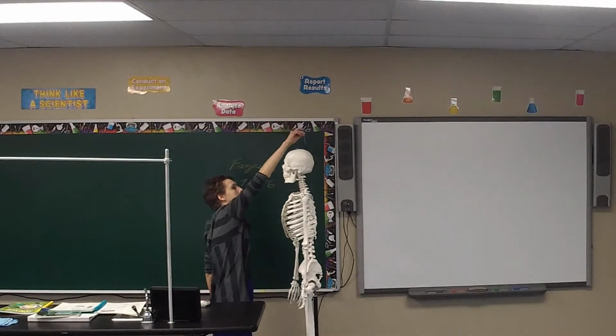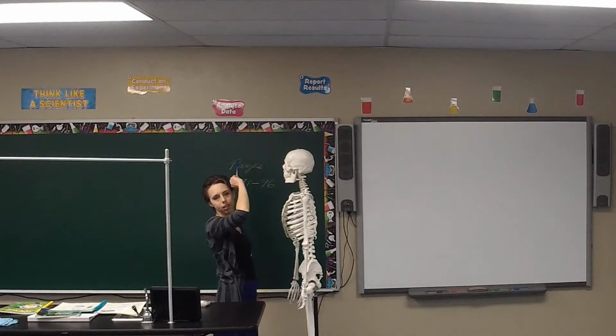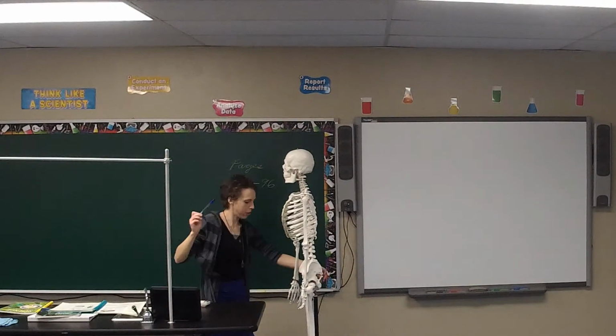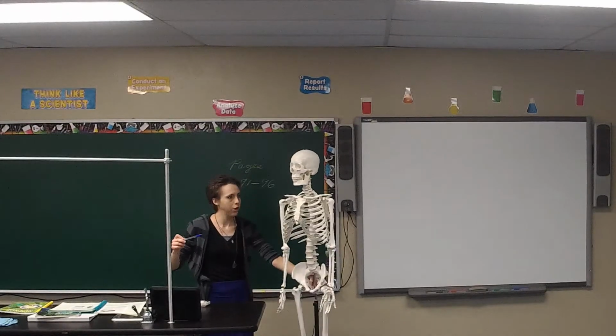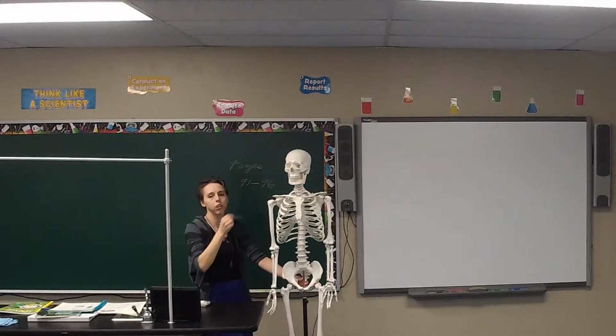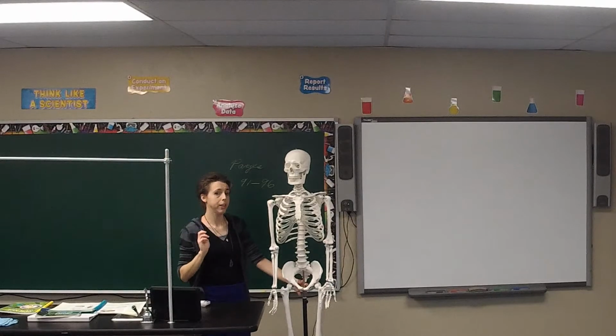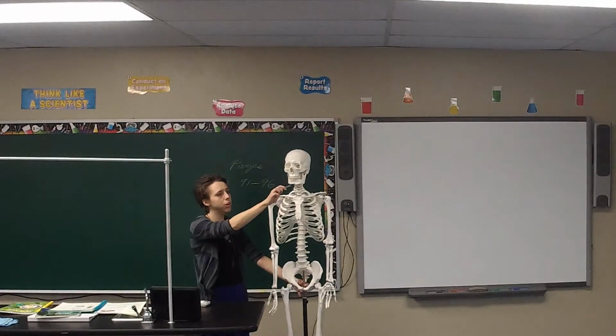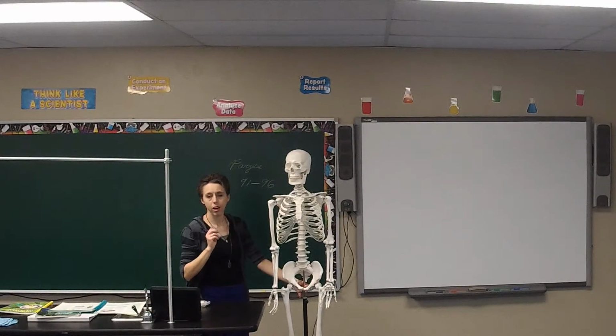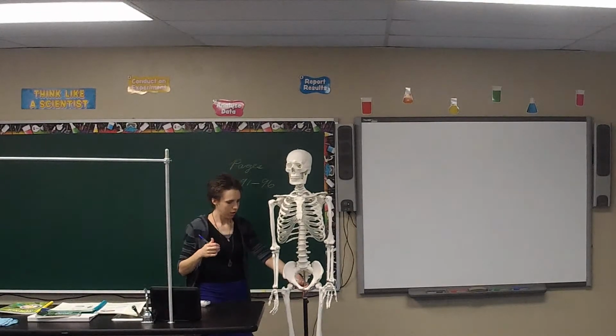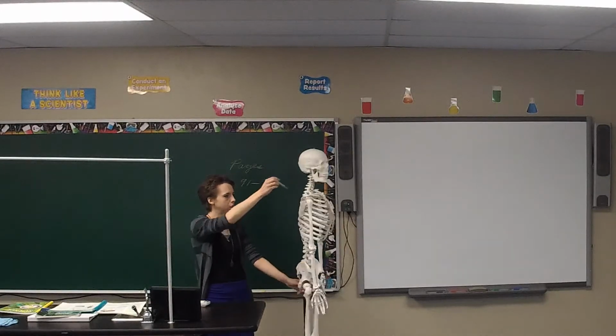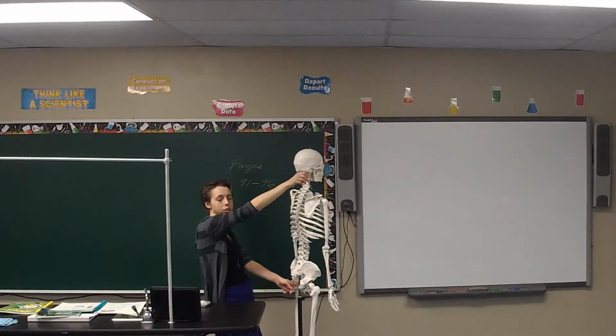Alright, what's the part of your skull that contains your brain? Cranium. What are those frontal bones? What's the top portion of your jaw called? Maxillae, or maxilla if you're talking about one at a time. What do you call that bottom bone, the lower jawbone? It is the only one that can move. Mandible.